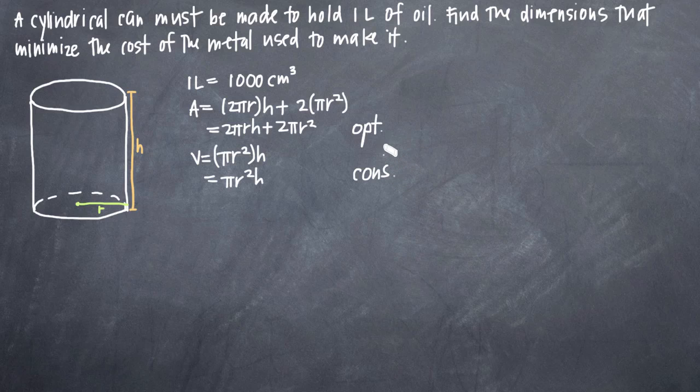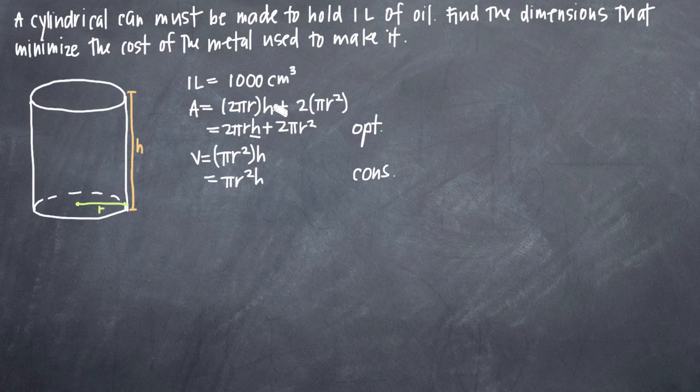Our next step is to figure out how to reduce our optimization equation to just one variable. So because we have in our optimization equation here both R for the radius and H, we need to get rid of one of those. The way that we're going to get rid of one of them is by solving the constraint equation for one or the other and then plugging in to the optimization equation. So let's go ahead and solve our constraint equation, our volume equation, for either R squared or H. In this case, let's go ahead and solve it for H because that'll be really easy to plug in to the area equation. We've just got H right here.